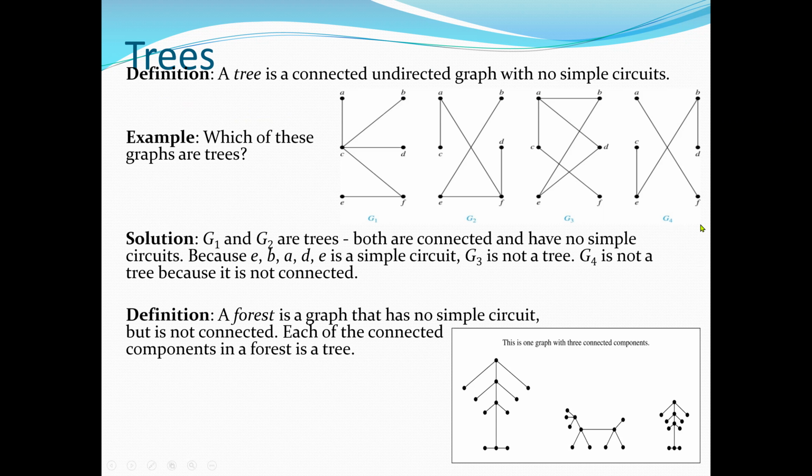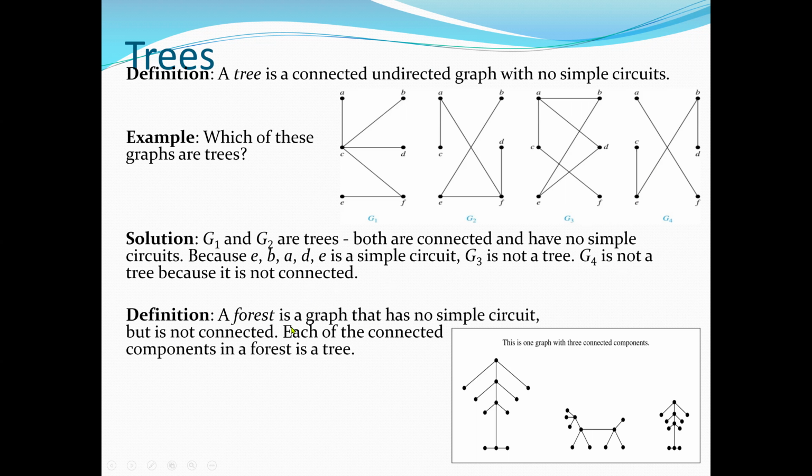Now G4 also is not a tree, because not all the vertices are connected. A is not connected to the rest. We have A to F, but there's no connection from A and F to C, E, B, D. So we say G4 is not a tree because it is not connected. We have A and F by themselves, then C, E, D, B by themselves also.